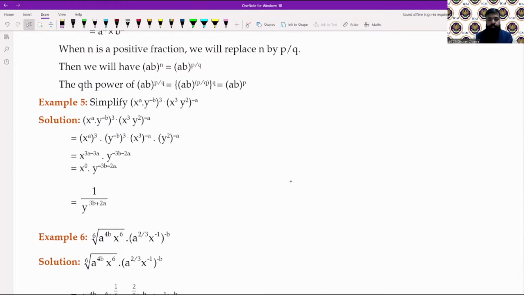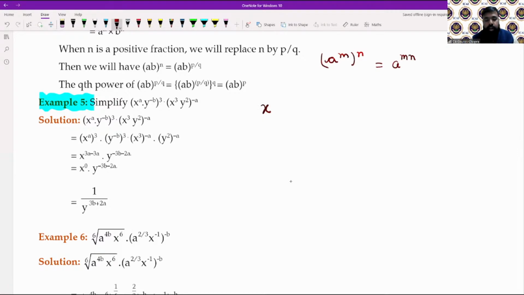Example number 5. Now, whenever we are having multiple powers, like a to the power of m, and then again to the whole to the power of n, that means we have to multiply these two powers. So a to the power of mn. It will become a to the power of mn. Right? So let us try this example number 5.